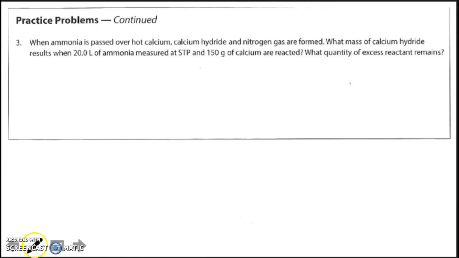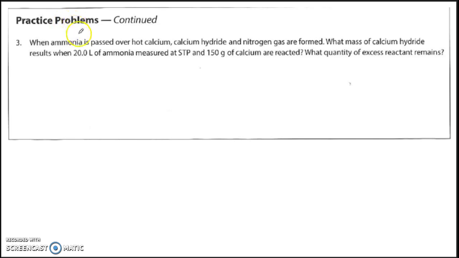Okay, so I wanted to do a couple of practice problems out of the section 4.8 packet so you guys could refer to them. So this is the limiting reactant practice problem number 3. It's on page 249 of section 4.8. And let's go ahead and start by marking this up.